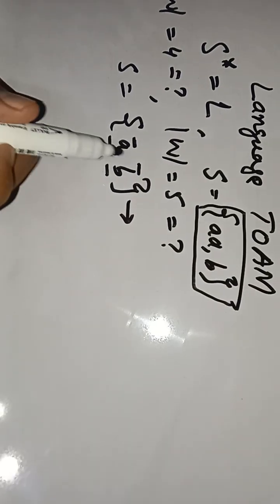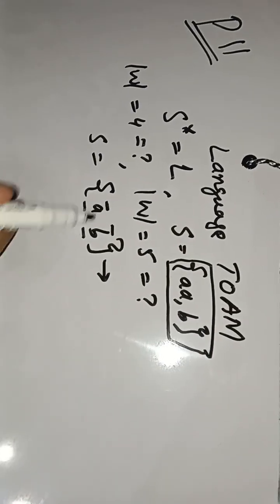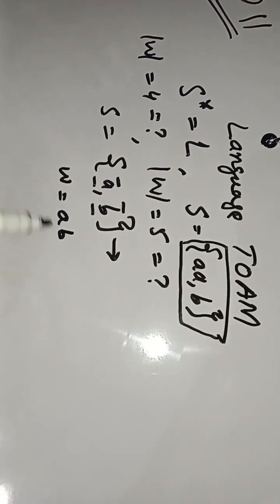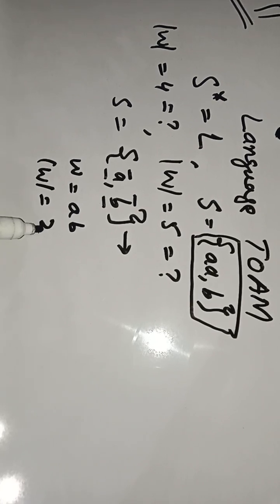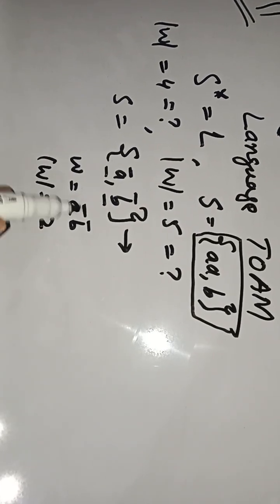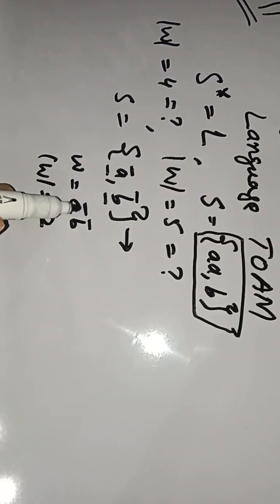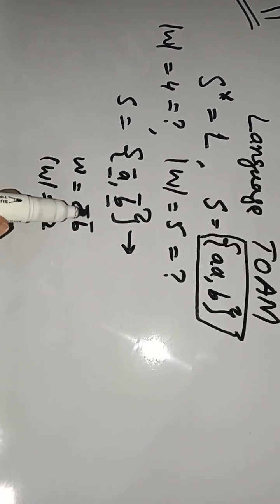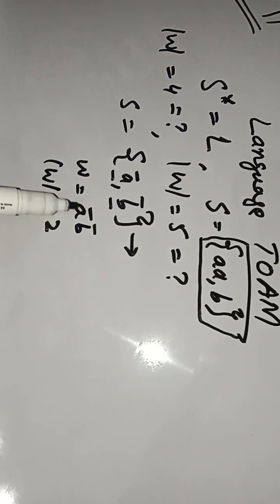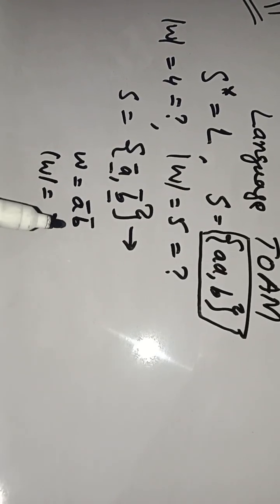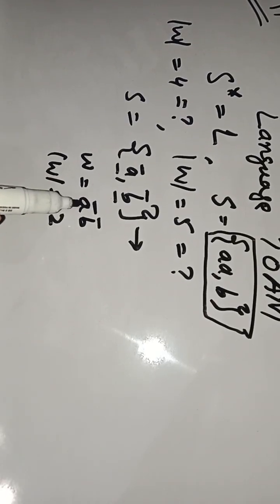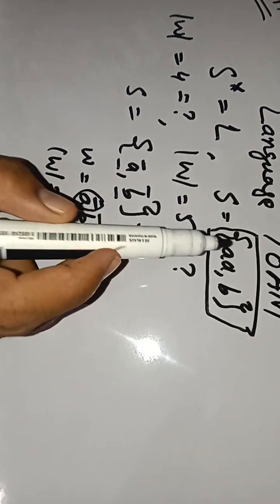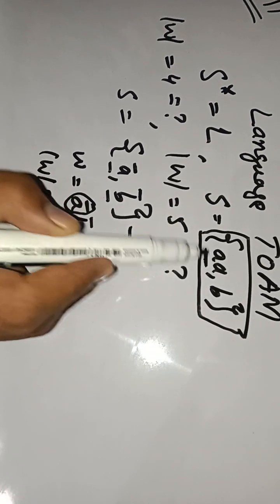For example, if I'm forming words from this language, the word W equals A B would be of length 2, because this string is made up of 2 positions. Whenever we find the length of any string or word, we consider the positions. This is one position and this is another position. So length is the number of symbols from the language that the word contains.